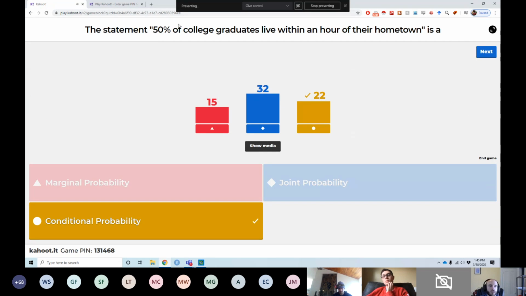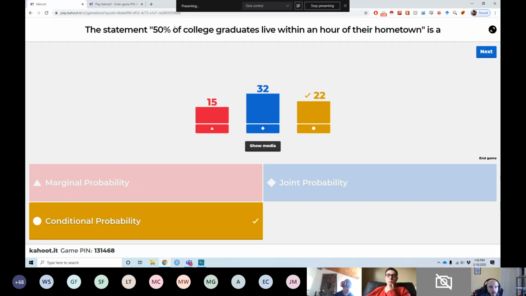So this one says 50% of college graduates. This kind of statement is what we looked at way back in chapter 2, where we already know what's going to come after it. So 50% of college graduates. We're only focusing on people who graduated from college, so that's no longer random.